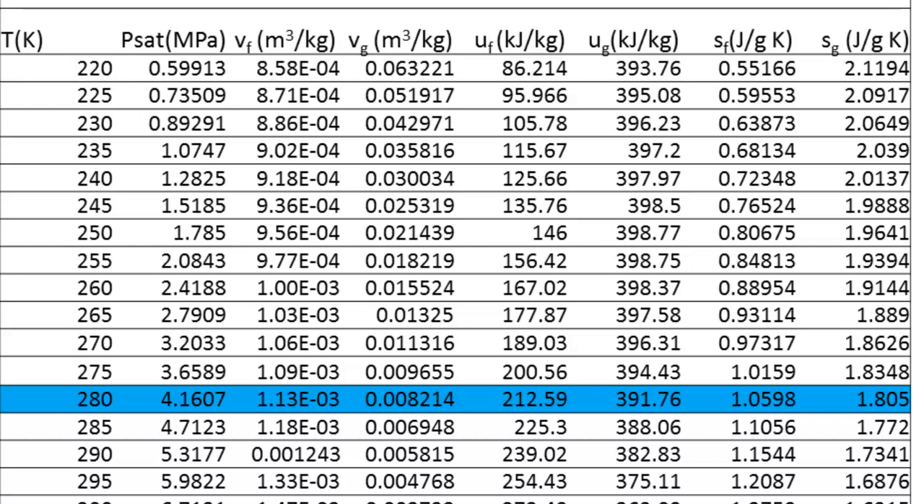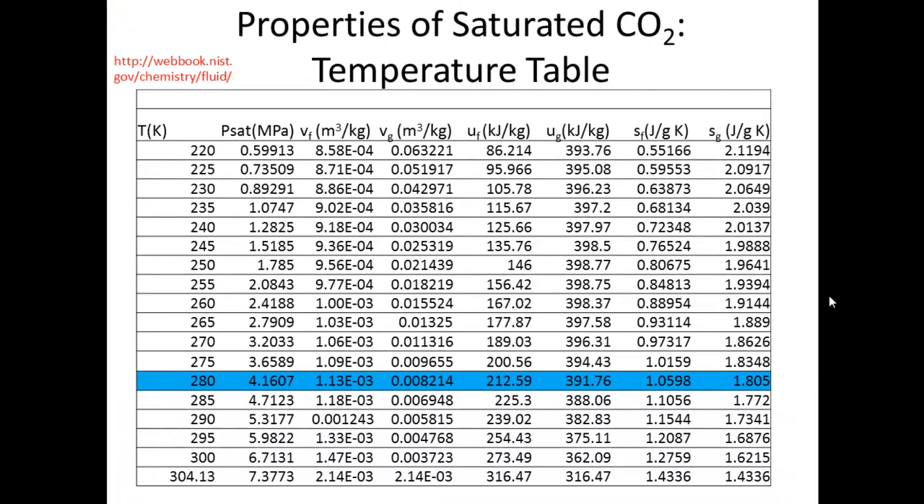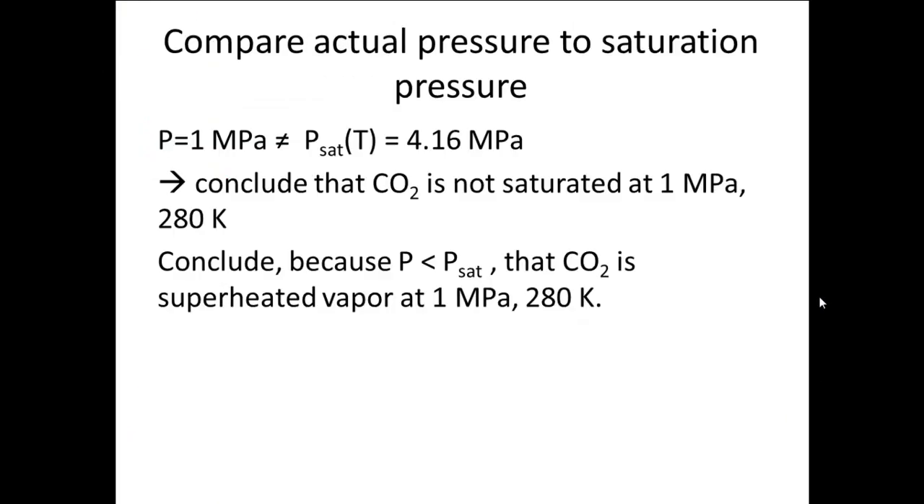Psat equals 4.16 megapascals. This is the pressure at which CO2 begins to evaporate or begins to condense if it is at 280 Kelvin. Okay. Now let's compare the actual pressure at the bottom of the North Sea to the saturation pressure at the bottom of the North Sea. The actual pressure is 1 megapascal, which is not equal to Psat. So we conclude that we do not have saturated liquid or vapor or a saturated vapor-liquid mixture if we put CO2 at the bottom of the North Sea.